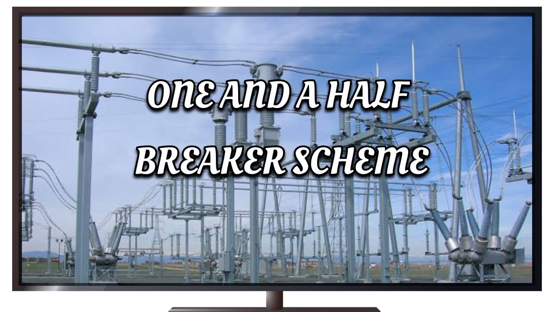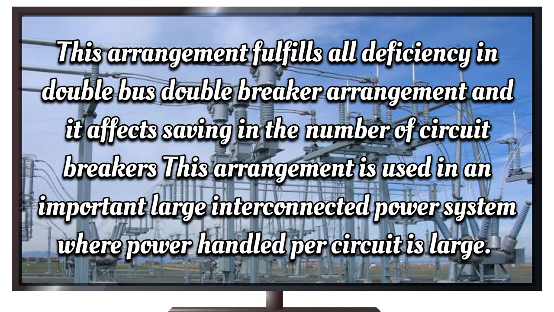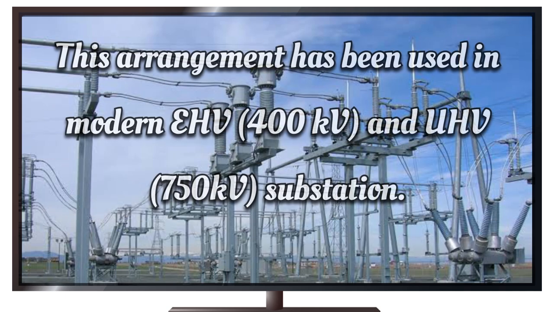1.5 breaker scheme. The name itself indicates that 1.5 circuit breakers are used for one circuit. It means two circuit breakers are used for 3 circuits. This arrangement fulfills all deficiencies in the double bus double breaker arrangement and it effects a saving in the number of circuit breakers. This arrangement is used in important large interconnected power systems where power handled per circuit is large. This arrangement has been used in modern EHV 400 kV and UHV 750 kV substations.